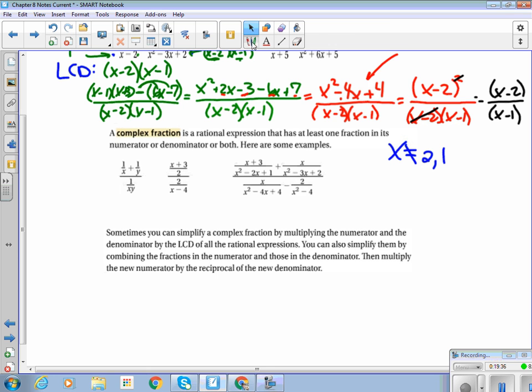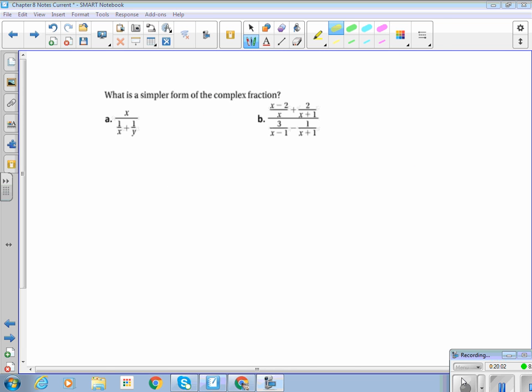So this is kind of the important part. When you divide by a fraction, it's the same as multiplying by the reciprocal. So if we can get it back into multiplication, it will be a less arduous task. All right, let me show you how that looks.